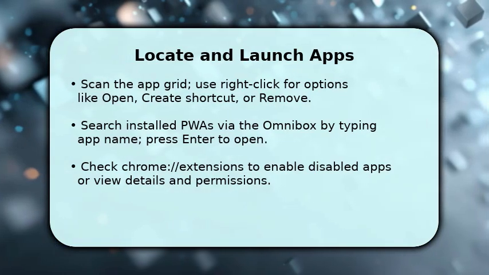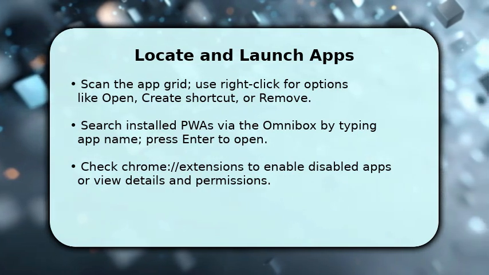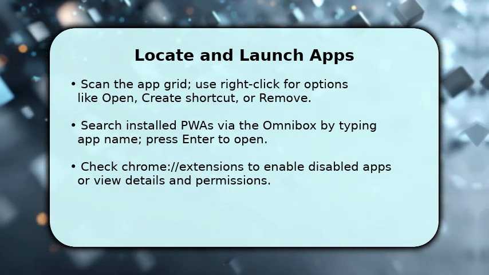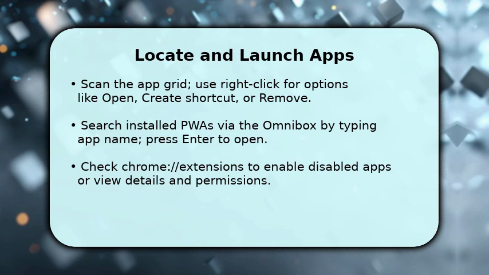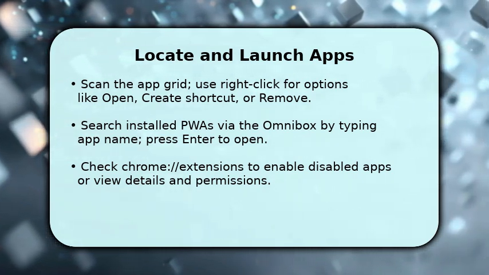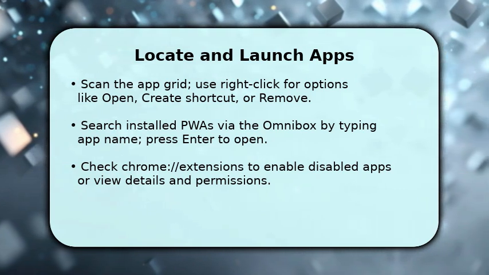Now you'll find and run the app you need. Scan the app's grid and right-click any icon to open, create a desktop shortcut, or remove it. Right-click gives control. Alternatively, type the app's name into the Omnibox for a fast launch. This is faster than hunting icons.